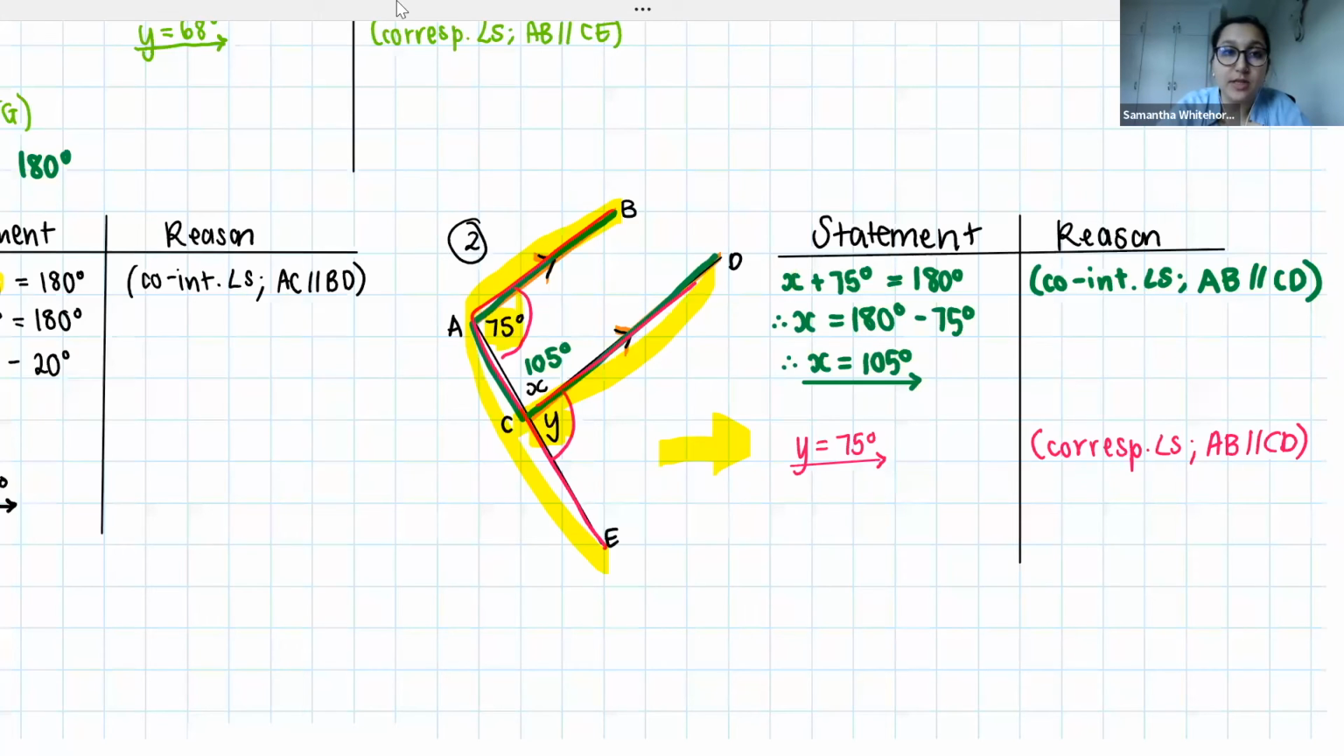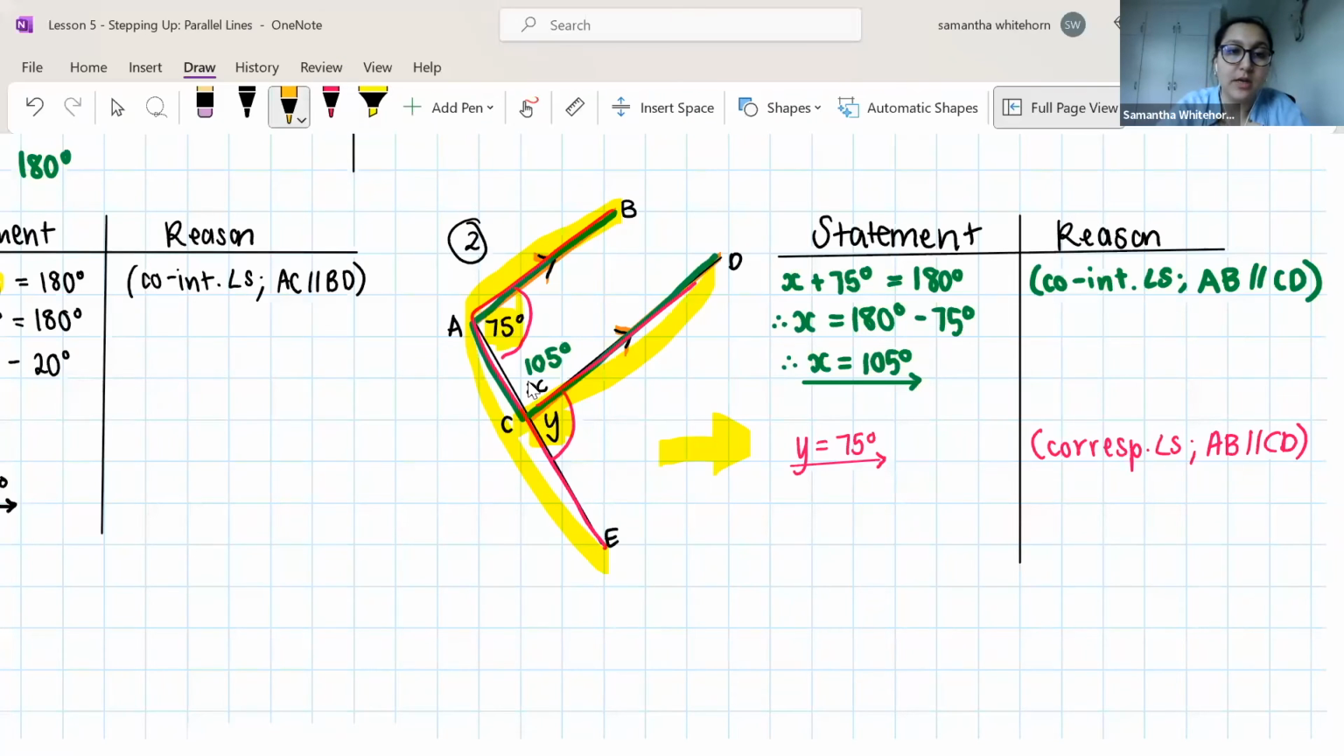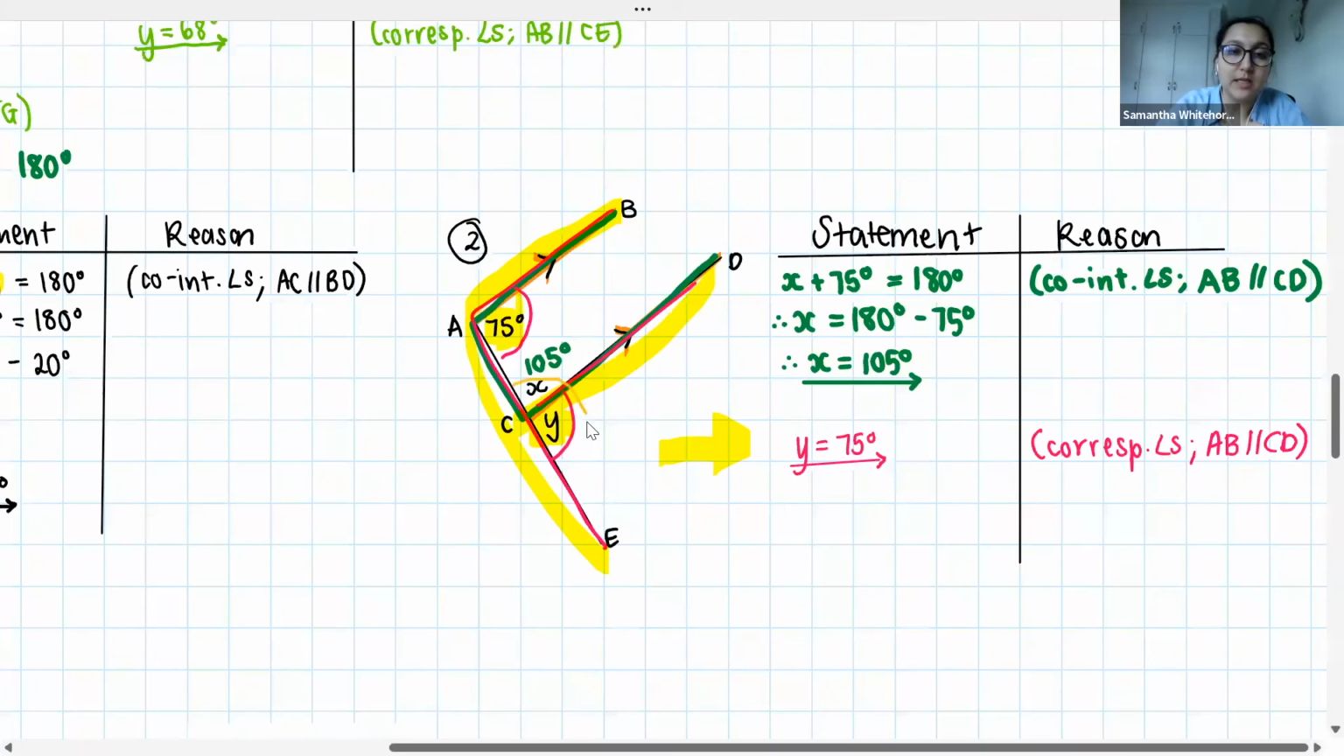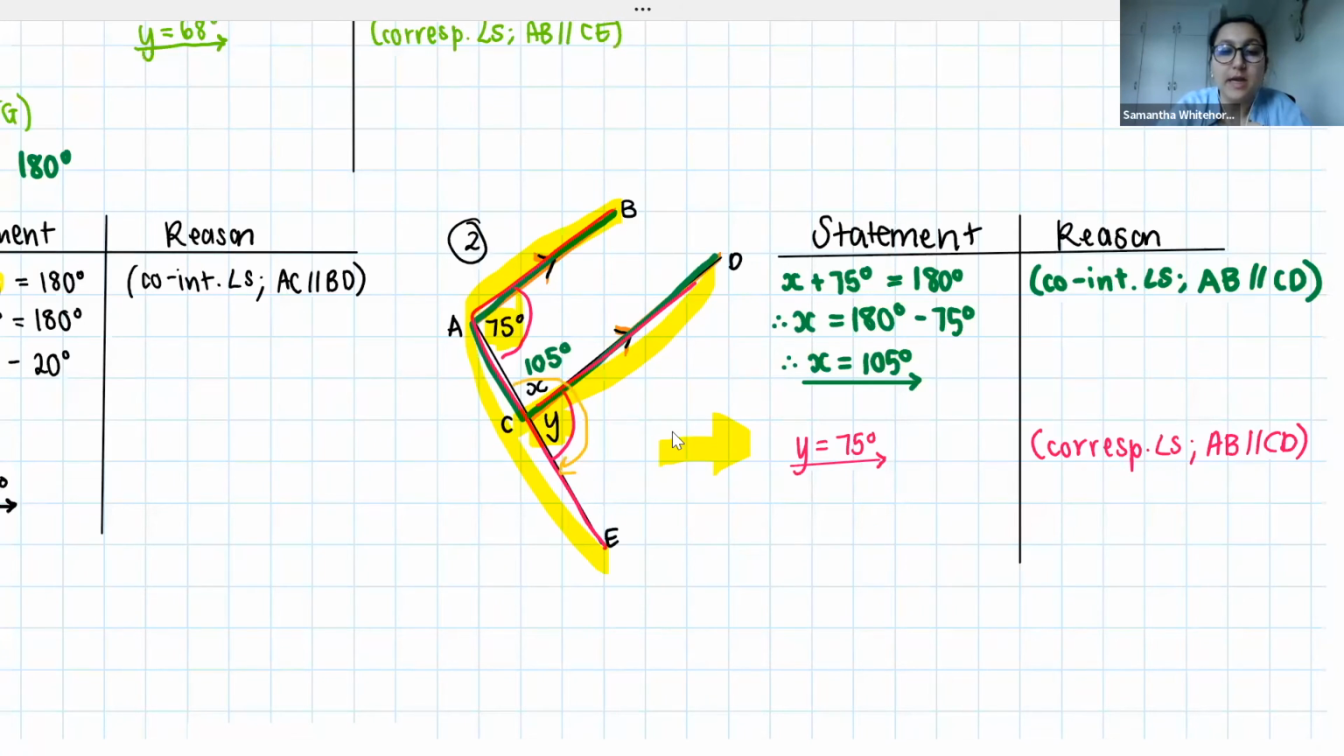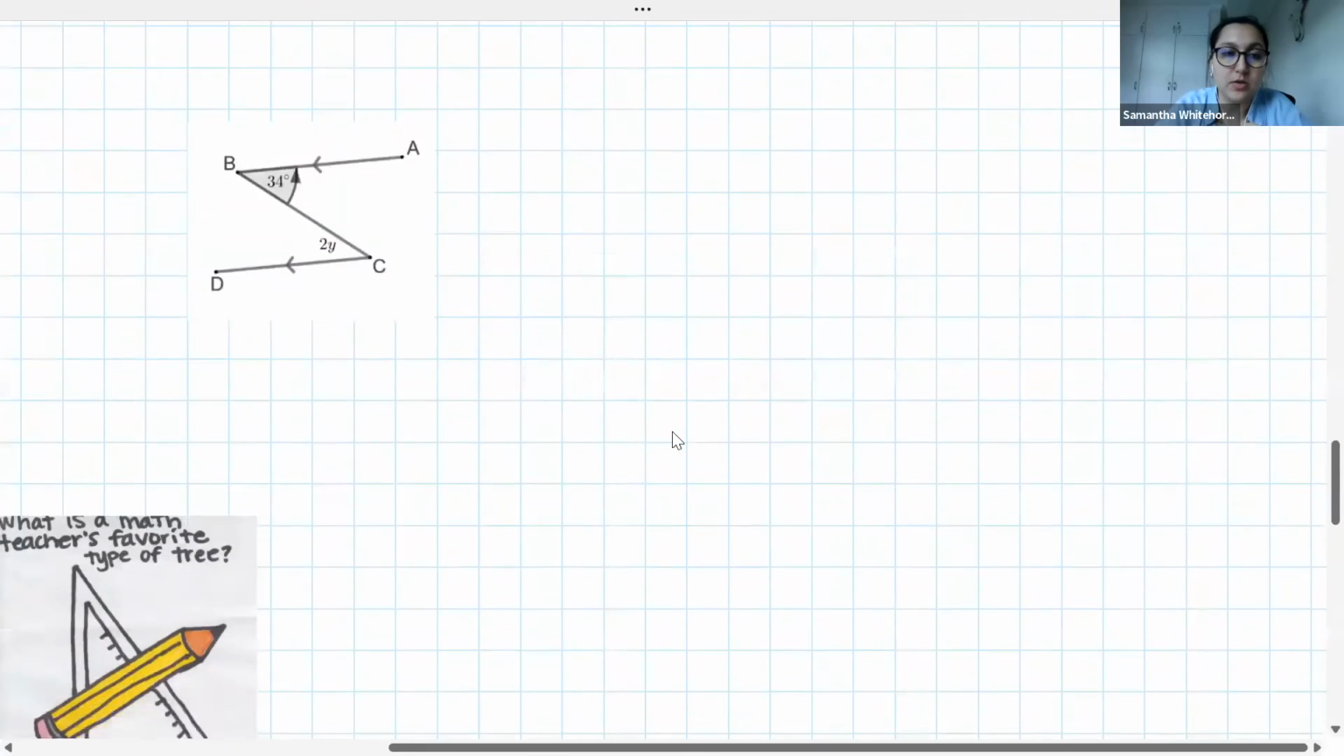You didn't have to use that. You could have used angles on a straight line. So you could have seen that X plus Y are angles on a straight line, so they must add up to 180. It will give you exactly the same answer. Okay, so either way, you get 75 degrees. Okay, I hope that answers your question.